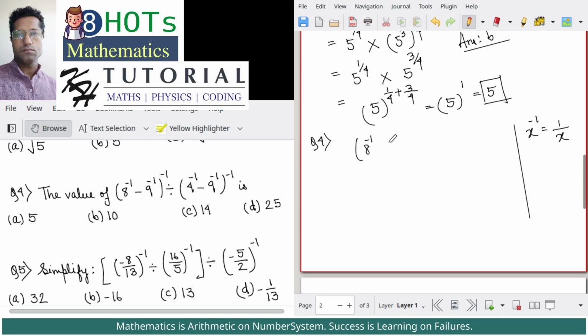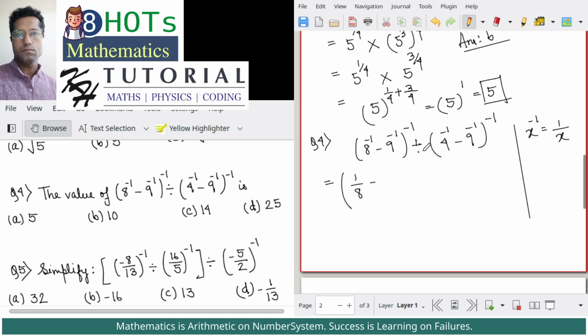So 8 raised to the power minus 1 minus 9 raised to the power minus 1, this whole raised to the power minus 1, divided by 4 raised to the power minus 1 minus 9 raised to the power minus 1, this whole raised to the power minus 1. So we need to apply the power of minus 1 step by step. Okay. So first of all, 8 raised to the power minus 1 means the reciprocal of 8, which is 1 by 8.